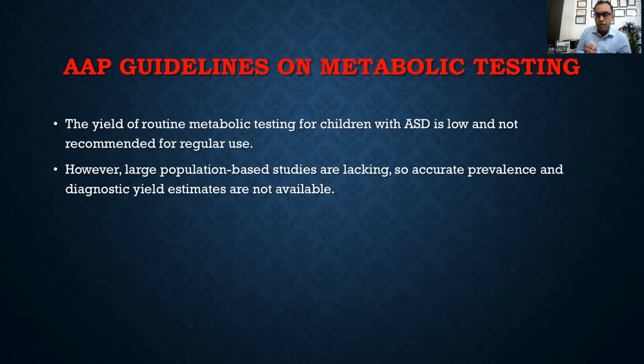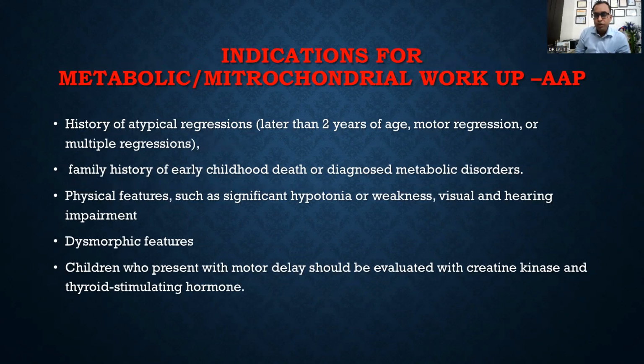So what are the clinical criteria, or what history is suggestive, where metabolic or mitochondrial testing should proceed? I have taken this directly from the AAP guidelines, so there is no change in the words. History of atypical regression later than 2 years of age, motor regression or multiple regressions. Family history of early childhood death or diagnosed metabolic disorders, like tyrosinemia, galactosemia, and phenylketonuria, which is also very important. Physical features such as significant hypotonia or weakness, visual or hearing impairment, dysmorphic features. Children who present with motor delay should be evaluated with creatine kinase and thyroid stimulating hormone.